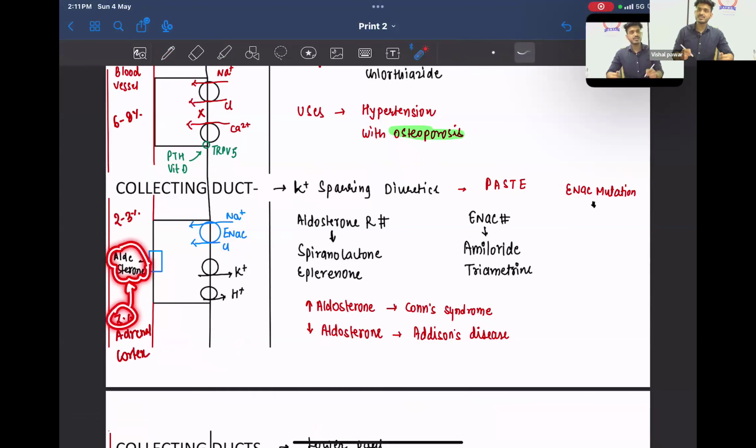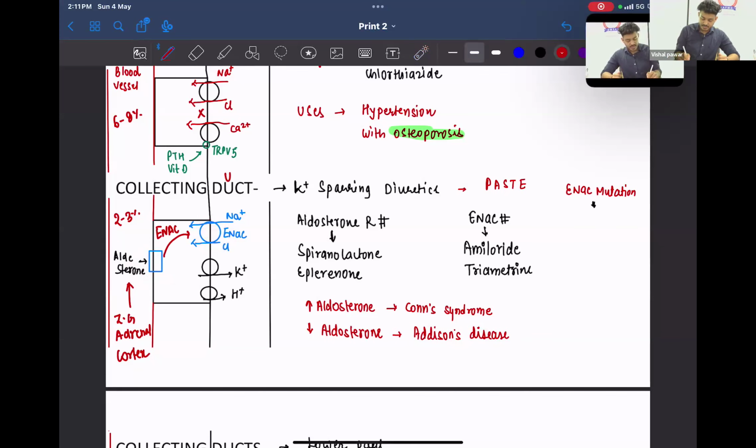And this aldosterone is going to come, and it is going to bind through this side of the membrane, this side of the cell. This is going to be the basolateral side, right? So here it is going to come, and its function is what? Aldosterone has a function to make what? It is going to make your ENaC channel. What is ENaC channel? Epithelial sodium channel.